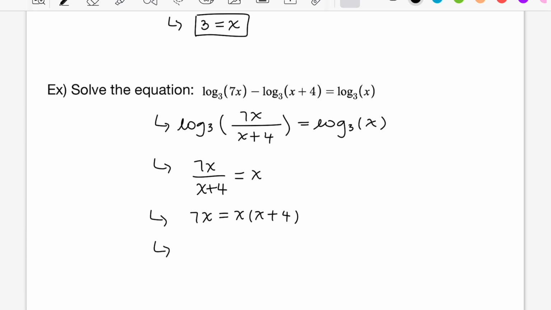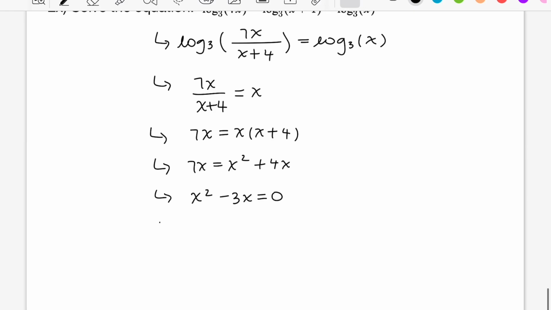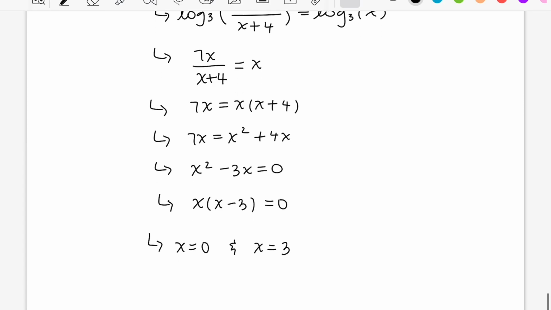So here we'll get 7x is equal to x squared plus 4x. Then we'll subtract 7x on both sides of this. So we get x squared minus 3x is equal to 0. So just moving this 7x here, subtracting 7x on both sides. Factoring this, we'll get x times x minus 3 is equal to 0. So this tells us that x is equal to 0 and x is equal to positive 3.